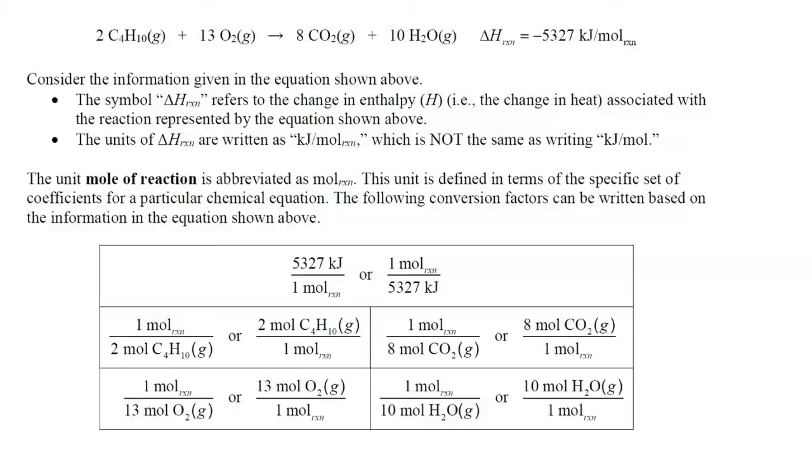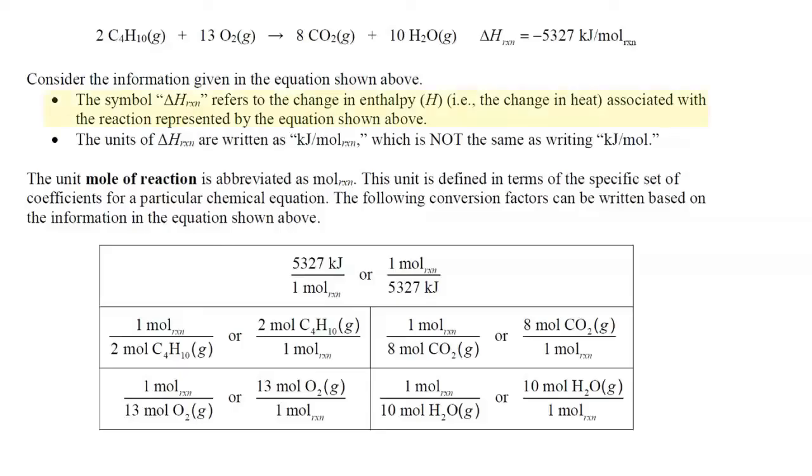C4H10 happens to be a substance known as butane. So when 2 moles of butane gas react with 13 moles of oxygen gas, O2, it produces 8 moles of carbon dioxide gas and 10 moles of water vapor. So we're looking at a balanced chemical equation for the combustion reaction for butane.